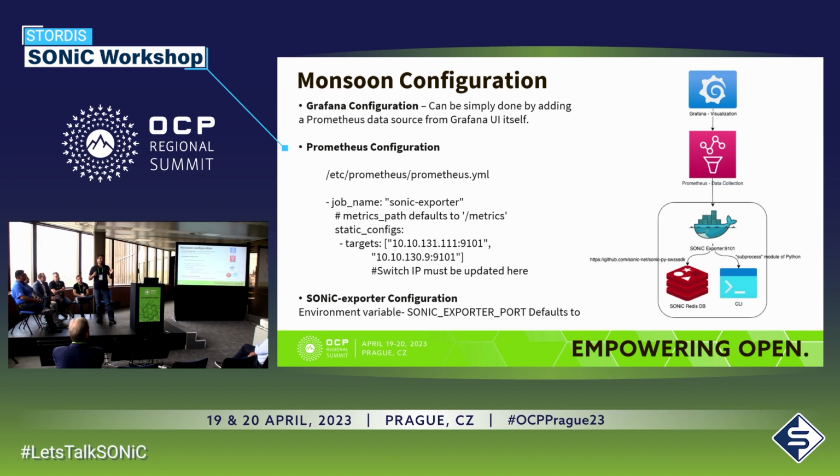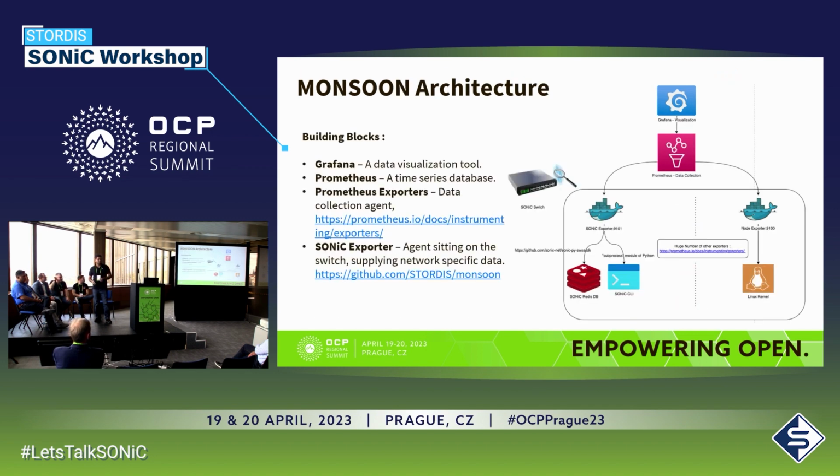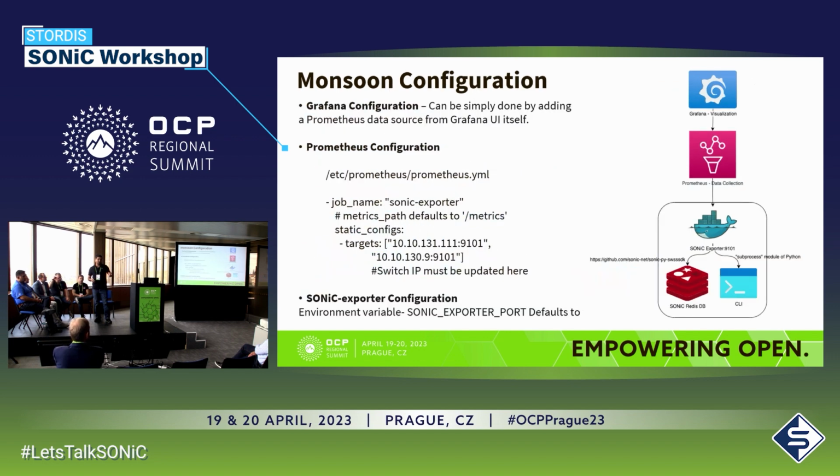In Prometheus, there is a configuration file. If you are going with the default installation, it's under /etc/prometheus.yaml, and you define a job name there, for example, SONiC exporter, and which switches you want to monitor. These are mentioned under target. And here again, if you are using more than one exporter, for example, in the previous slide you see the node exporter, you can define one more job there, and you are done.